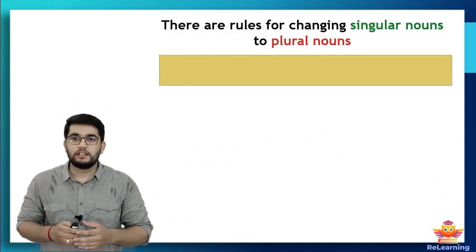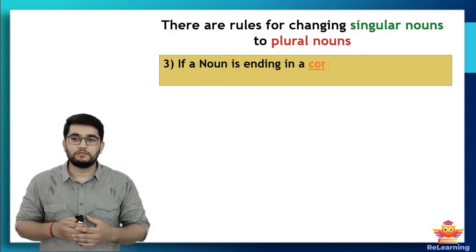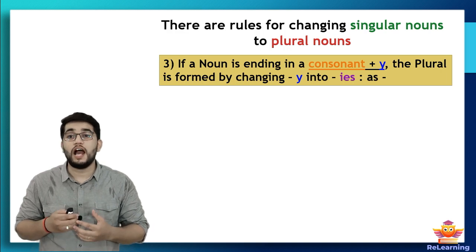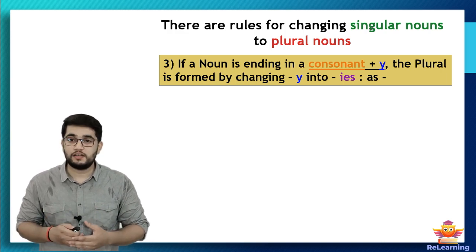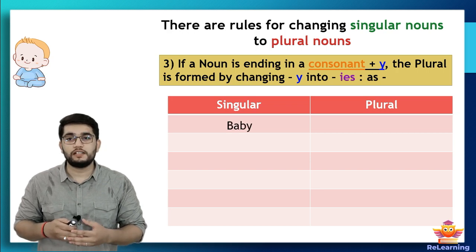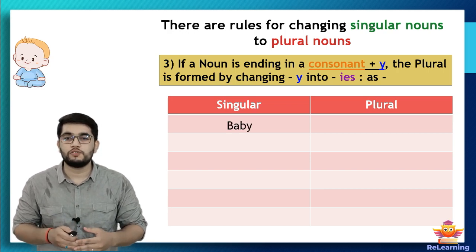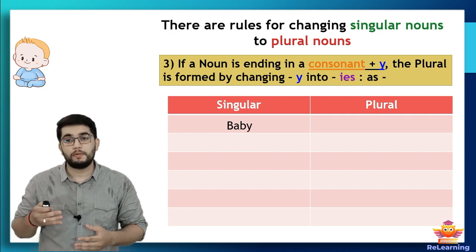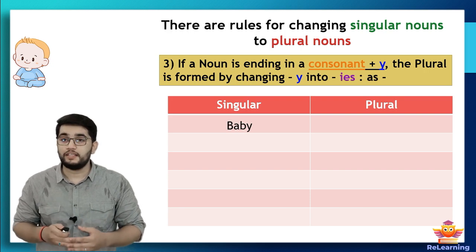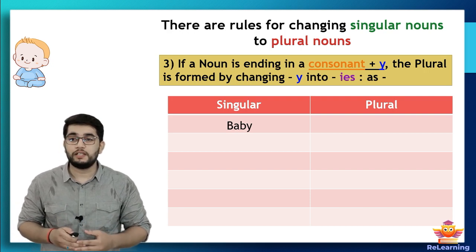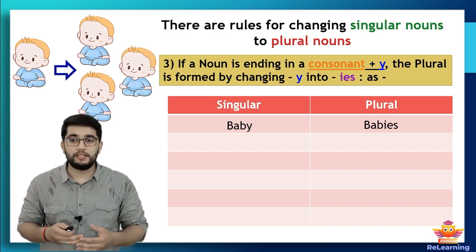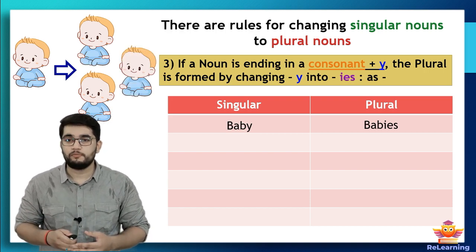The next rule is, if a noun is ending in a consonant plus y, the plural is formed by changing y into ies. Let's see the example. Singular noun baby. Now here the noun is ending with consonant plus y. Now consonant here is b plus y. So what we have to do is we have to change it into ies. Now the spelling becomes babies. Singular was baby while plural is babies.